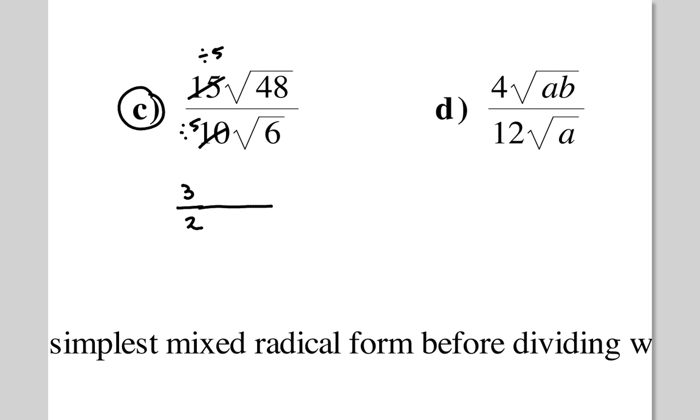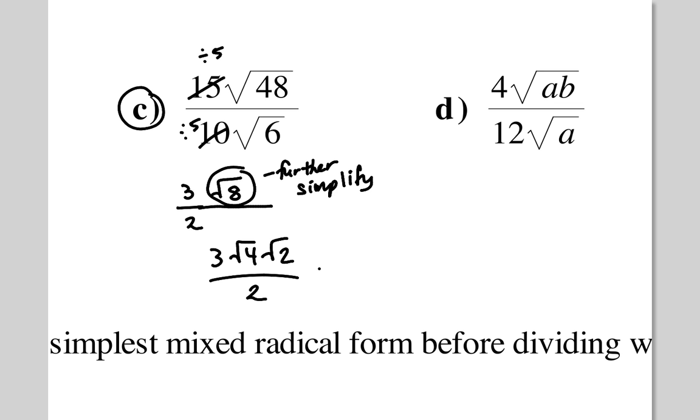Now 48 and 6 does divide evenly. You get root 8. Now root 8 can be further simplified, right? So don't forget to do that. Always check for further simplification. And square root 8 is the same as square root 4, square root 2. You guys agree with that? And the square root 4 turns into a 2. So 3 times 2 is 6. You have 6 root 2 over 2. And then even further simplification, you can see the 6 divided by 2 is now 3.